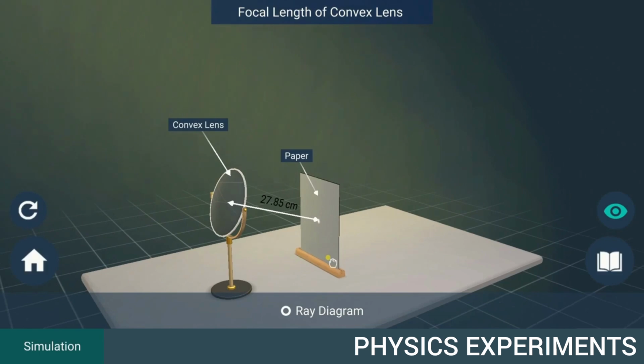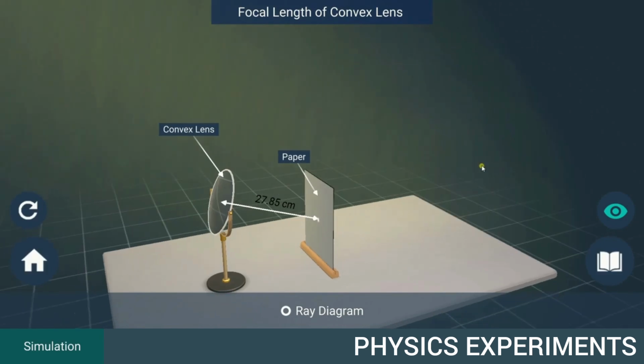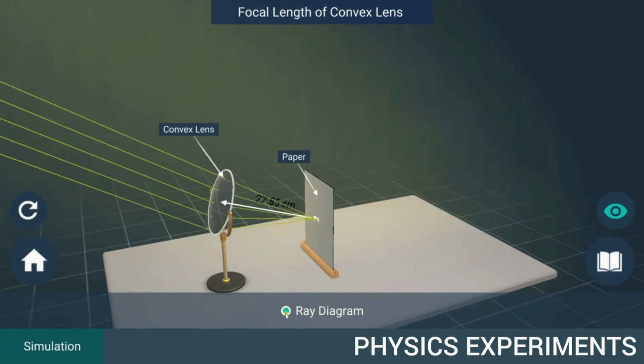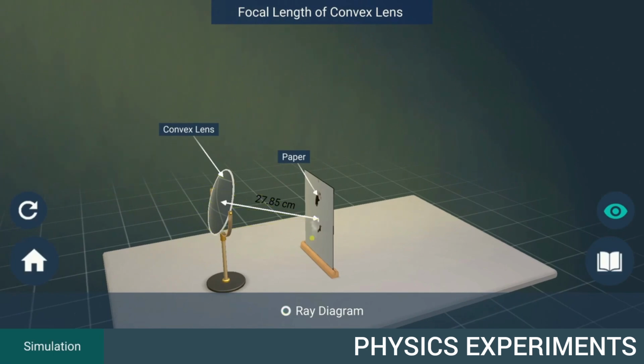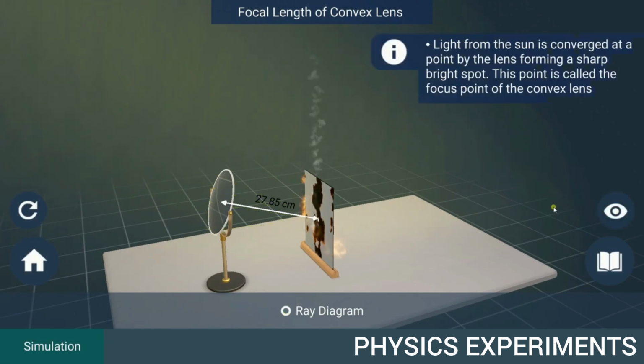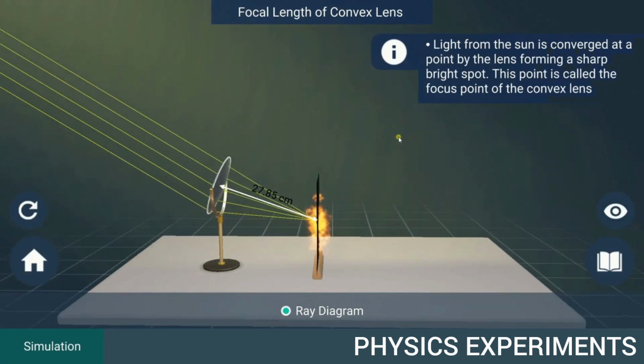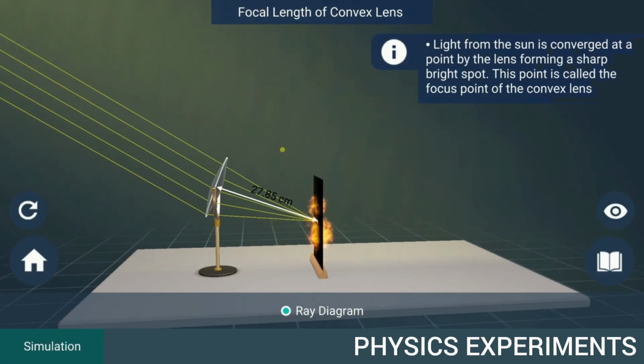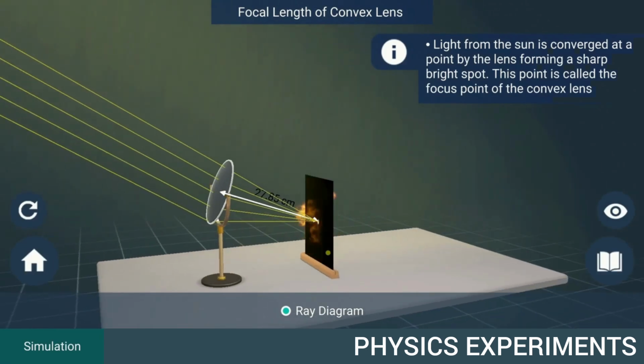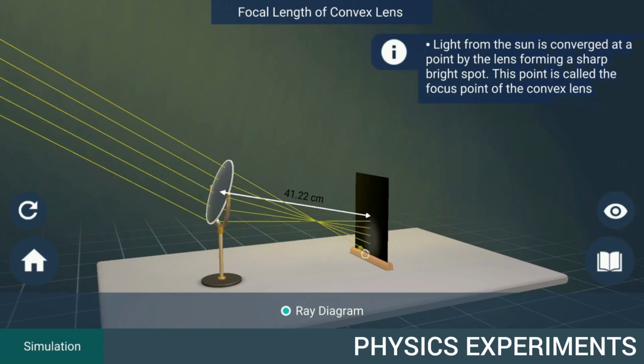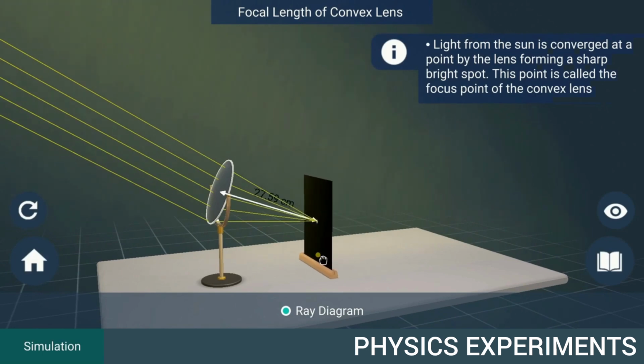This spot of light is the image of the sun on the sheet of paper. We see that the paper at first begins to produce smoke and eventually catches fire. The light from the sun is converged at a point, a sharp, bright spot, by the lens. This point is the focus point of the convex lens where all the sun rays concentrate or converge.